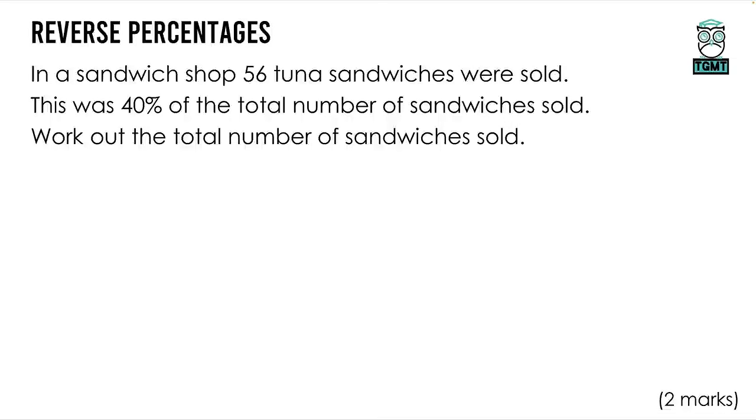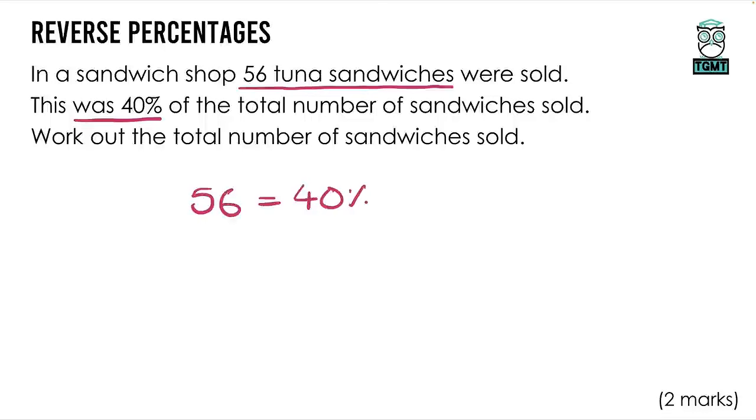So this question here, it tells us that the number that's given to us in the question, the 56 tuna sandwiches, was 40%. If you have a look and skip out some of the words there, you can see it says 56 tuna sandwiches and then tells us this was 40%. So in this question, the first thing to do is to write down that 56 is equal to 40%.